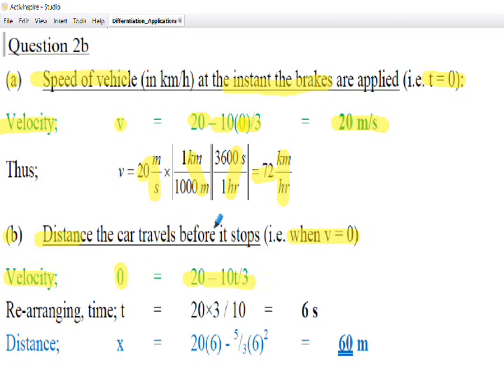So the only unknown we've got in this equation is t, and we can then rearrange the equation, a little bit of transposition there: add the 10t upon 3 to both sides, then multiply by the 3 and divide by the 10. You'll get the expression for t, and if you put the numbers in, that will give you 6 seconds. So for the distance travelled, going back to the distance equation, now we know the time taken for the vehicle to come to rest, we can put the 6 seconds into that equation, and we can find the distance that was travelled before the vehicle came to rest, and that's 60 metres.